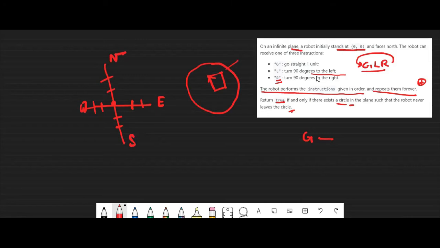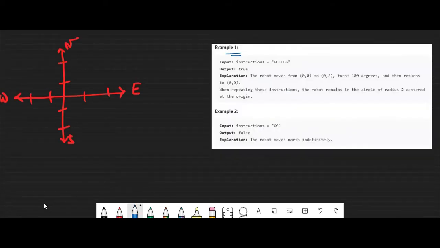So now let's discuss the test cases. The instruction that is given to us is GGLLG. Suppose the robot is at the 0, 0 coordinate. For the first time we fetch the instruction, the character G, so the robot will move 1 unit, then again it's G, so the robot again will move another 1 unit. Now it's L, suppose this is the head of the robot. So now it turns 90 degrees to the left. That means the robot is now pointing towards west.